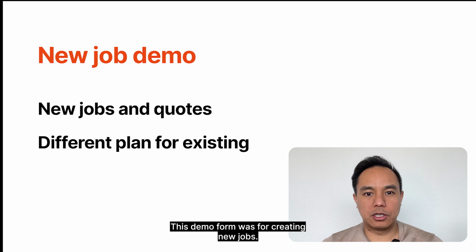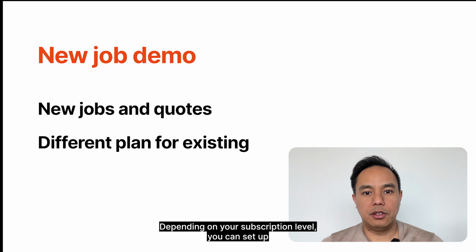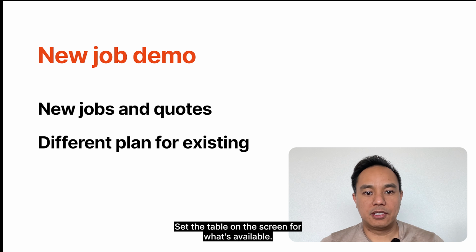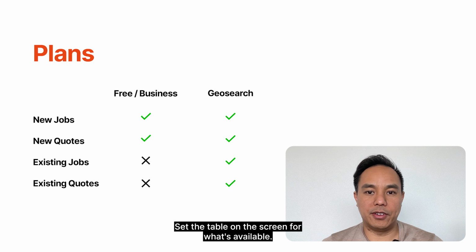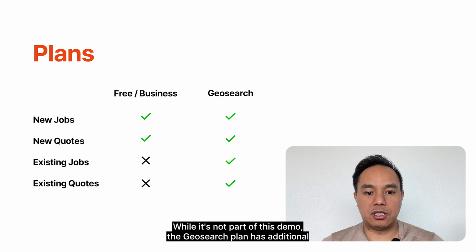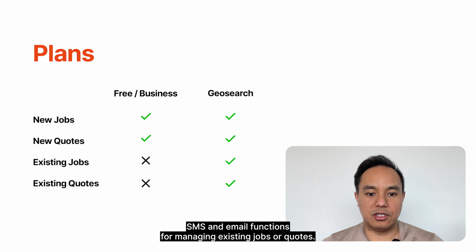This demo form was for creating new jobs. Depending on your subscription level, you can set up forms for new and/or existing projects. See the table on the screen for what's available. You'll see that if you want to set up forms for customers to update existing jobs or quotes, you'll need the GeoSearch plan. While it's not part of this demo, the GeoSearch plan has additional SMS and email functions for managing existing jobs or quotes.